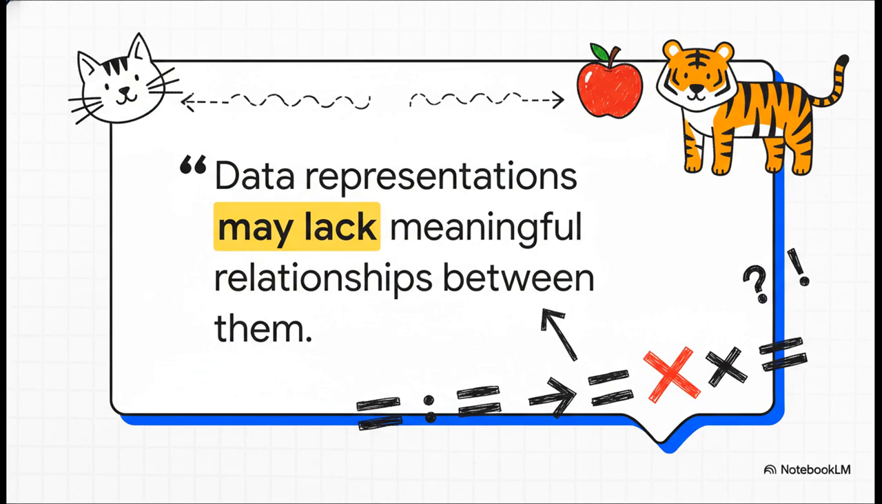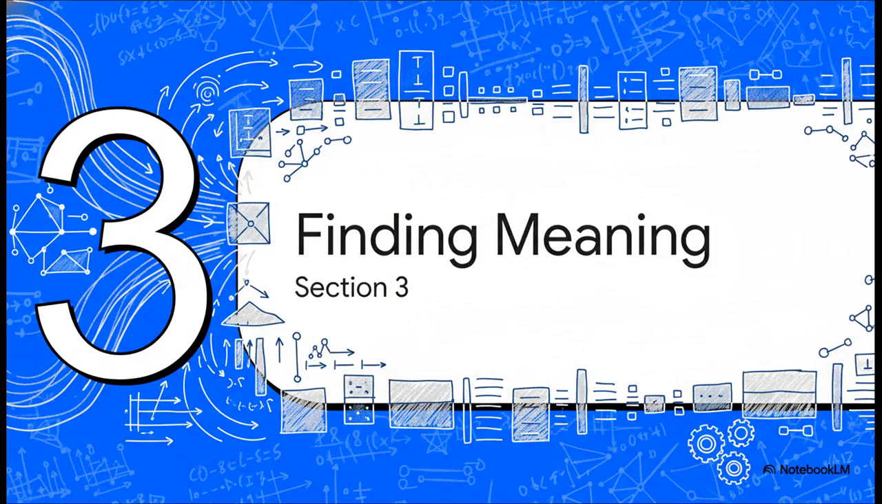But there's a really big problem with this. Using this method, the computer has no idea that a cat and a tiger are related. To the math, the vector for cat is just as different from tiger as it is from apple. And that's a huge problem if you want an AI that actually understands what things mean. So how do we get the AI to see the meaning behind the numbers? How does it learn the relationships hidden in the data? Well, that's exactly what we're going to cover in section 3.